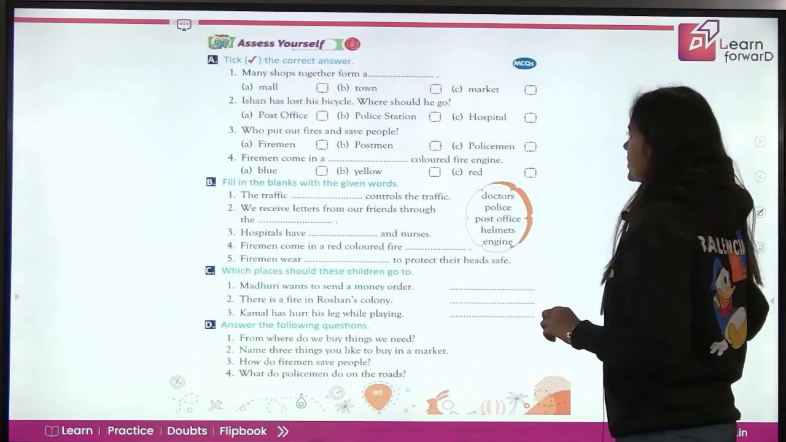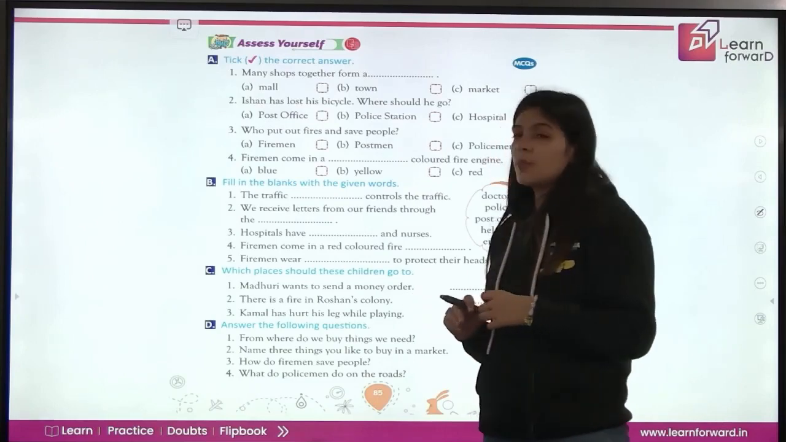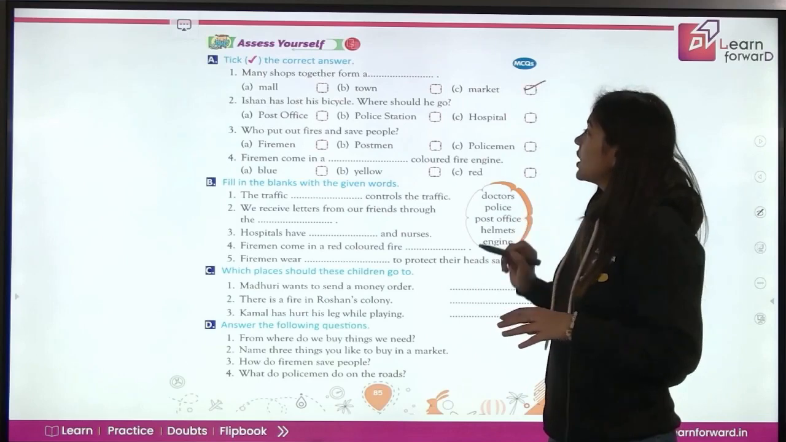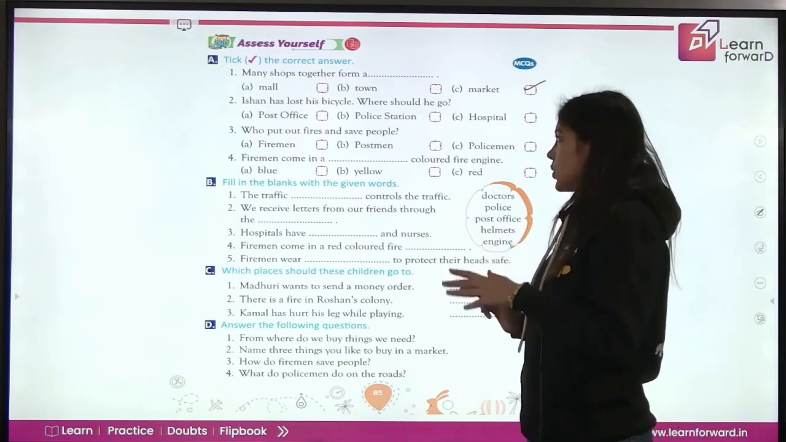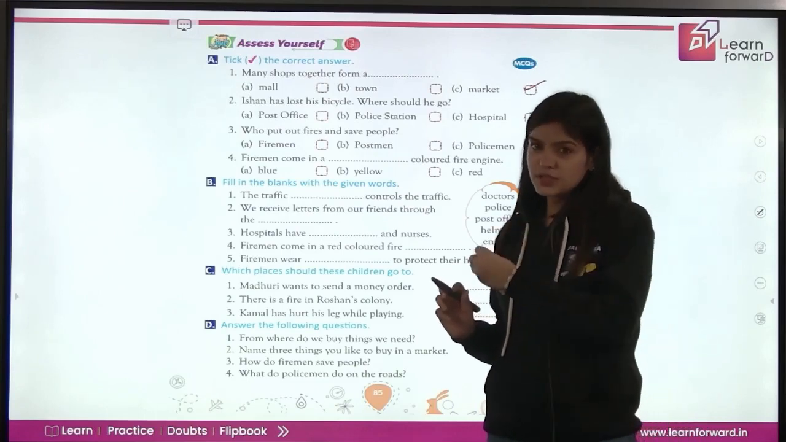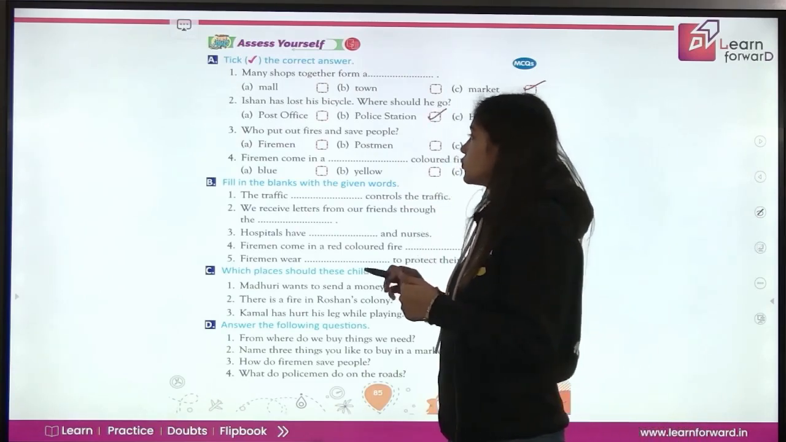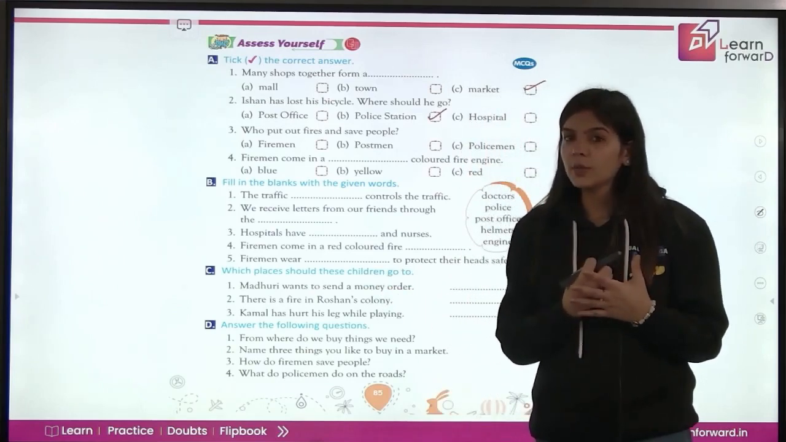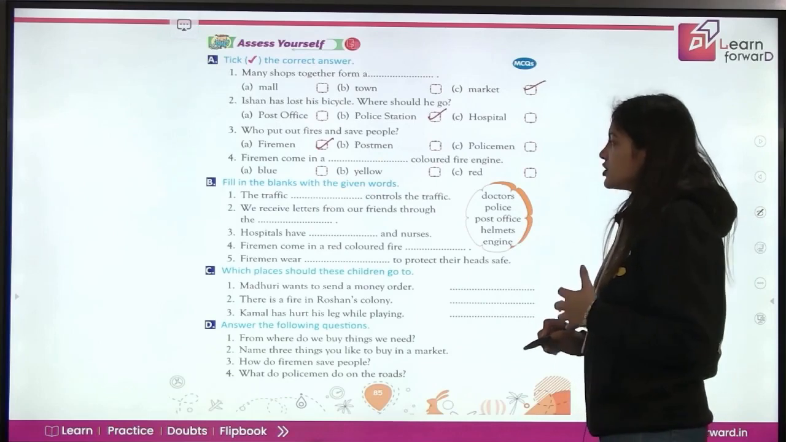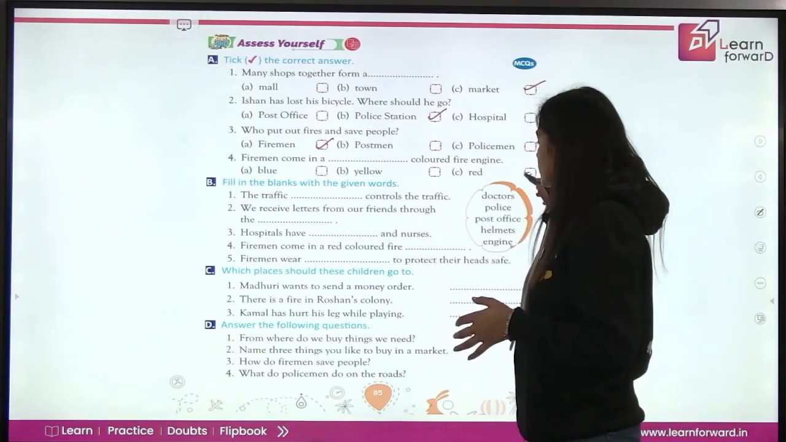Now next, assess yourself. First, tick the correct answer. Many shops together form a market. Ishan has lost his bicycle. Where should he go? If you lost anything, we should go to the police station to report about it. Third, who puts out fire and saves people? The fireman puts out fire and saves people. Firemen come in a red colored fire engine.